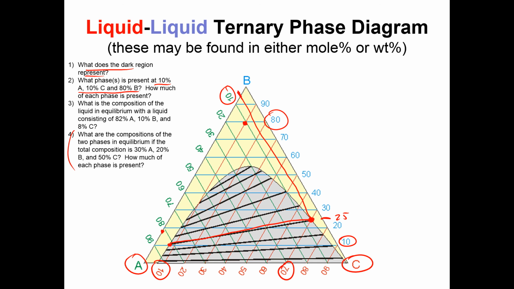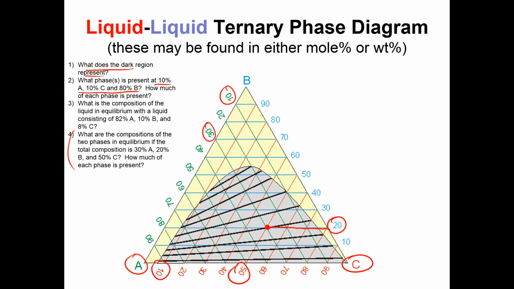And what are the compositions of the two phases in equilibrium if the total composition is 30% A, 20% B, and 50% C? Let's go to A and go over to 30%. Let me erase some of these other lines so it doesn't get too mixed up here. So 30% A, 20% B, and then 50% C. I only need to follow two of these over, and where they intersect, that's going to be my point. There it is right there.